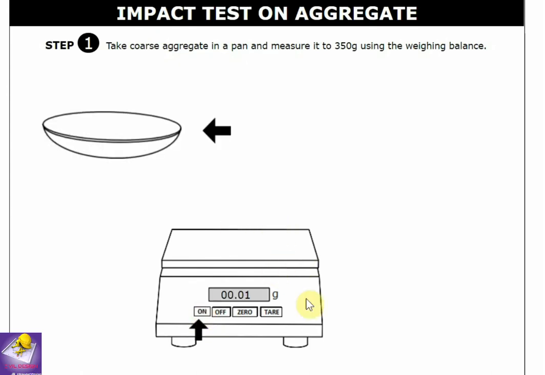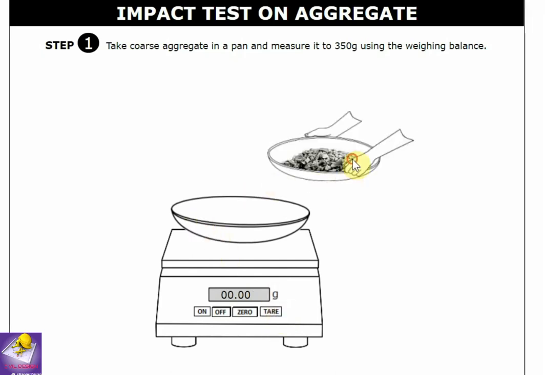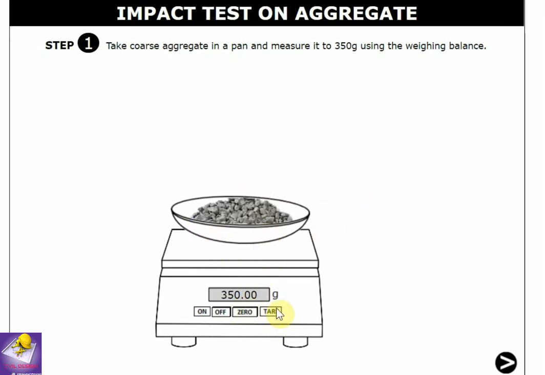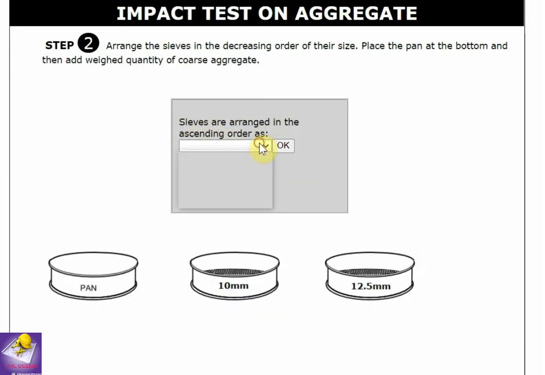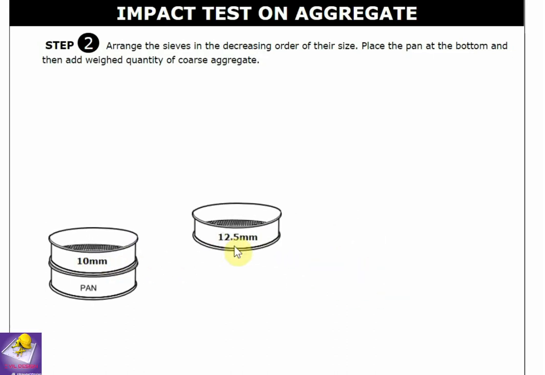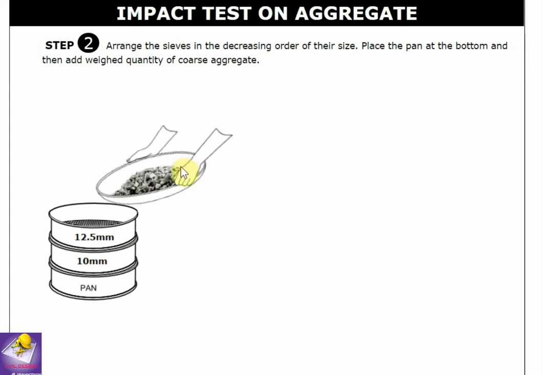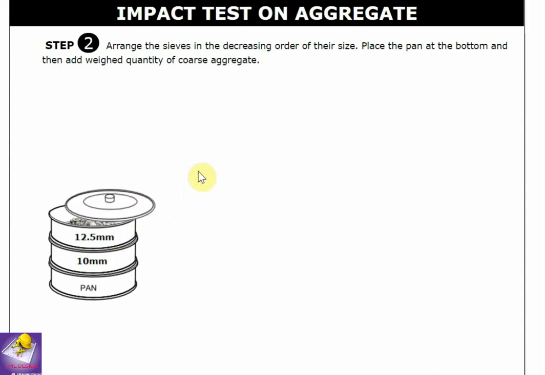Firstly, switch on the weighing machine and balance. Take 350 gram of aggregate for this test. The sieves are arranged as pan, 10 mm and 12.5 mm. This is the arrangement: pan, 10 mm and 12.5 mm. The aggregate is placed here and put the lid.